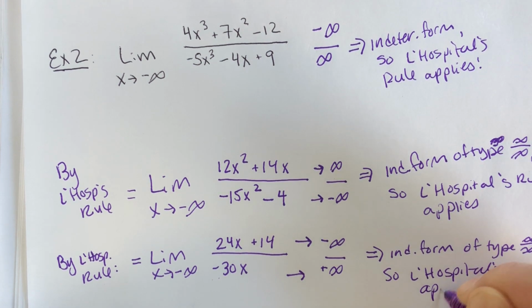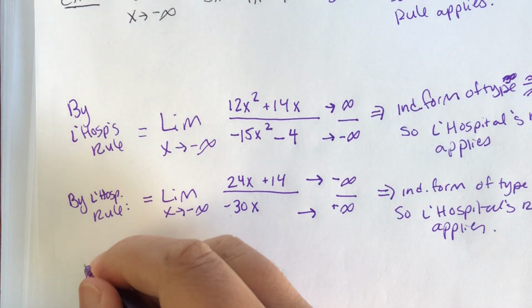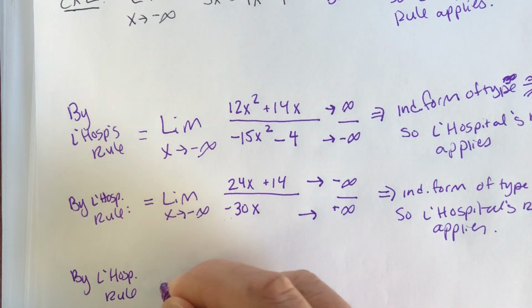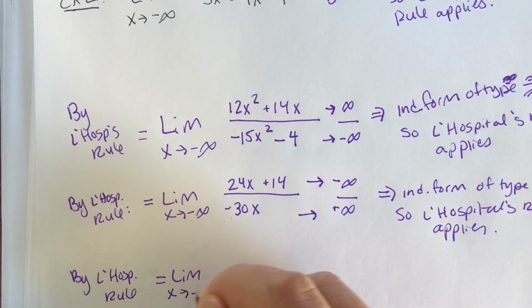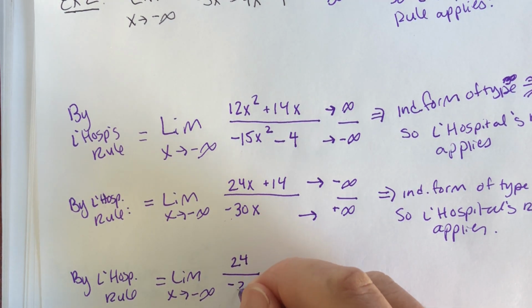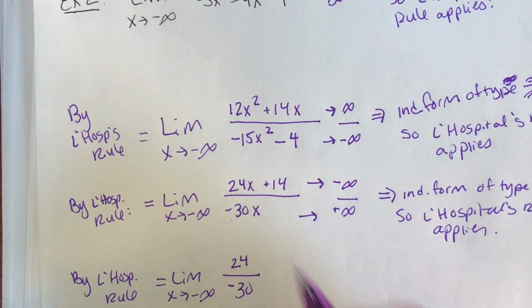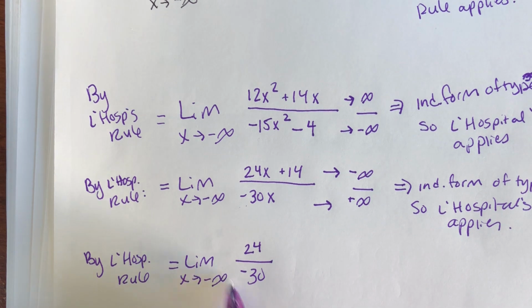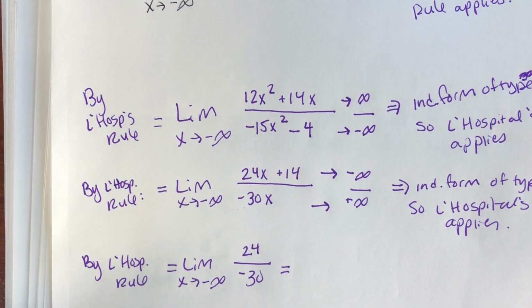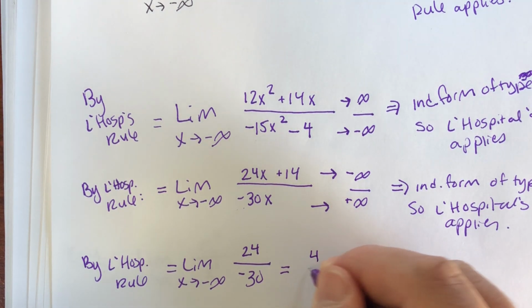L'Hopital's rule applies. So once again, by L'Hopital's rule, this is going to be equal to the limit as x goes to negative infinity of 24 over negative 30. Derivative of the top function is just 24, the derivative of the bottom function is negative 30. Now there's no x values in this function anymore, this is a constant function, and so it doesn't really matter where you're headed. The limit of a constant function as x goes to anything is just that constant. So if we reduce this, they're both divisible by 6, so 4 over negative 5.